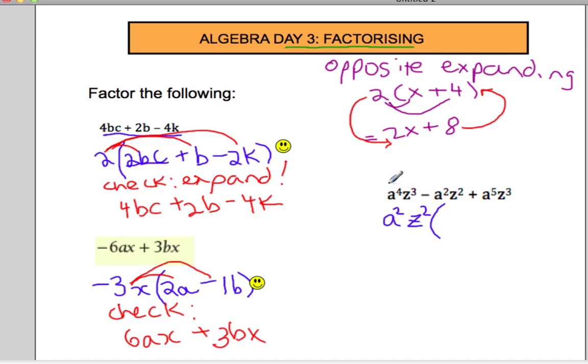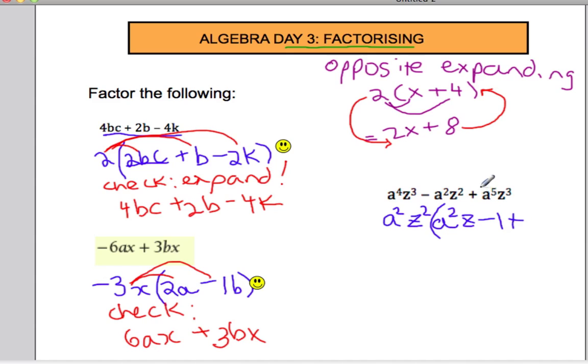Now, here I had a times a times a times a. I took out a squared. So what I have left is a squared. Now this was z cubed. We took out z squared, so what we've got left is a z. Ooh, look at this one. A squared, took out a squared. Z squared, took out z squared. Nothing left. Now be careful here. You have to put a 1. Why? Because when you'll be multiplying it back out, you need to get back to this term. And if you don't put the 1, you'll simply lose this term.